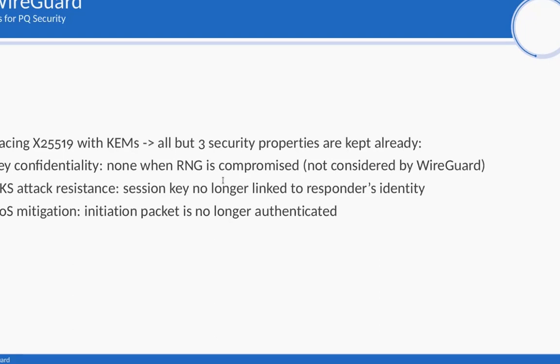And recall that we just talked about how the Diffie-Hellman result of the long-term key pairs was mixed into the chaining key material to prevent unknown key share attacks. And because we no longer have Diffie-Hellman, unknown key share attacks become possible. And finally, because the same Diffie-Hellman result is used to authenticate the first handshake packets, we will lose DoS mitigation as well.